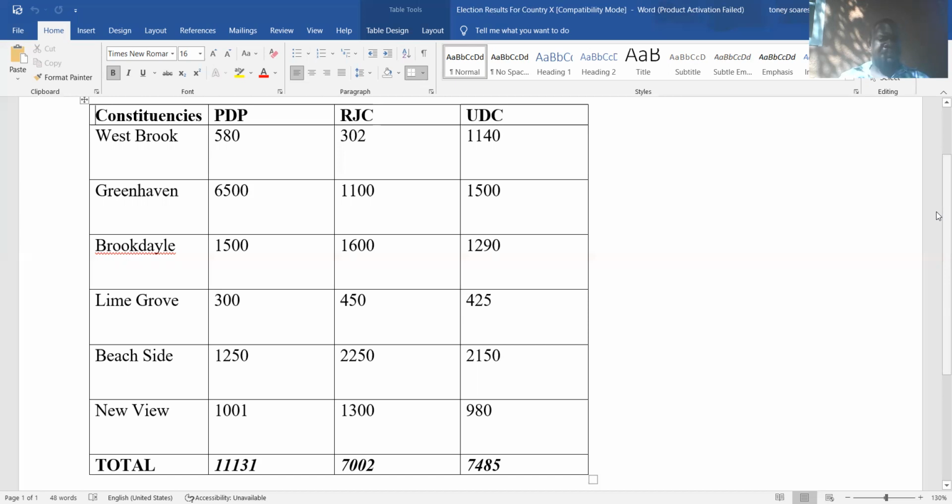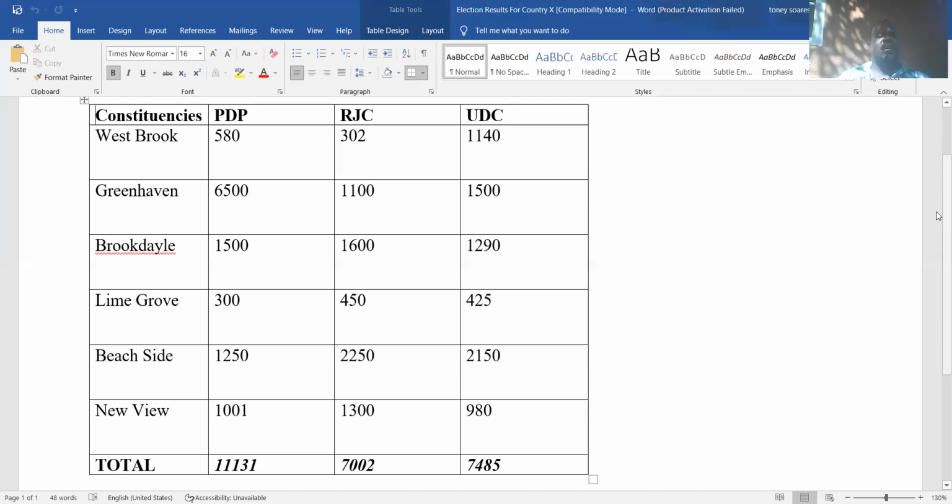So for Westbrook, UDC won, so that's 1 for UDC. Greenhaven, PDP won, so that's 1 for UDC, 1 for PDP. For Brookdale, RJC won. So all three political parties have 1 seat so far. Lime Grove, RJC won, so that's 2 seats for RJC. Beachside, RJC won, so that's 3 seats. New View, RJC won, so that's 4 seats.